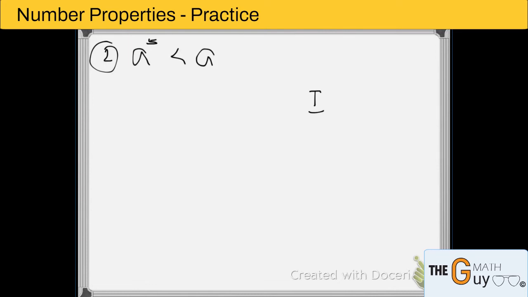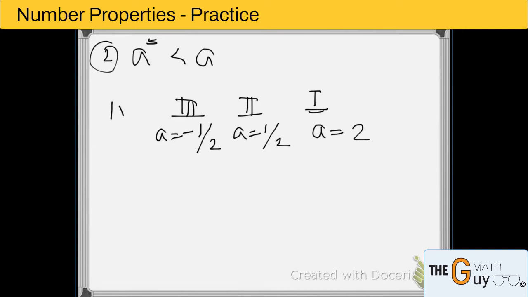Zone 1, I'm going to take an example of a equal to 2. Zone 2, a equal to half. Zone 3, a equal to negative half. And zone 4, a equal to negative 2. Okay. In zone 4, a to the power 5 is less than a, we just saw that.